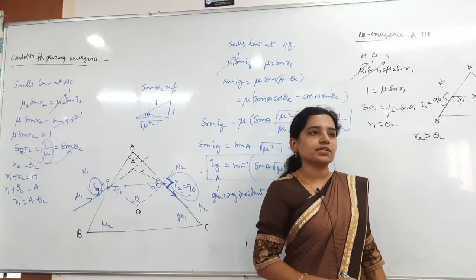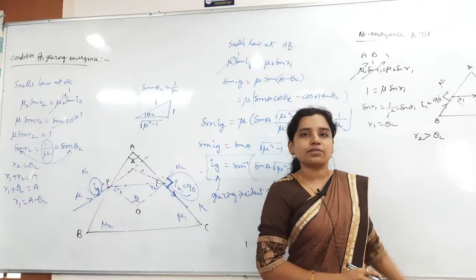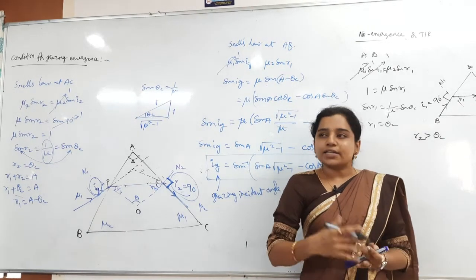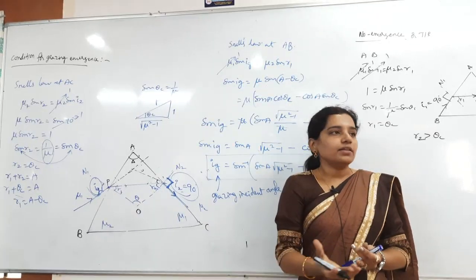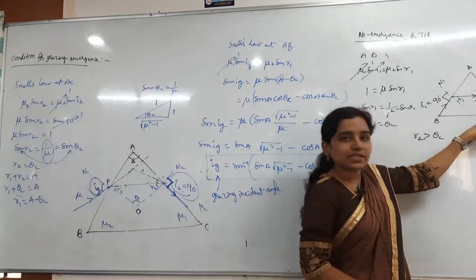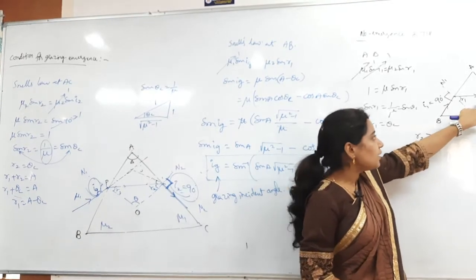R2 greater than theta c. What is the reason? Why have I taken it like this? R2 greater than theta c. Whenever R2 is greater than the critical angle, then only total internal reflection will happen. Here total internal reflection is happening, nothing but, can I say R2 greater than 90?